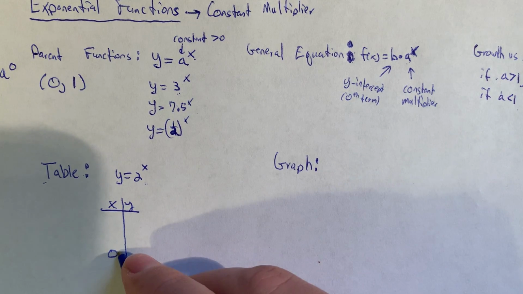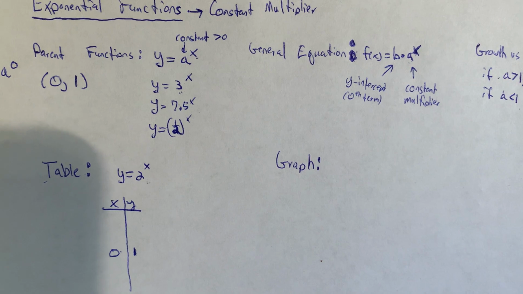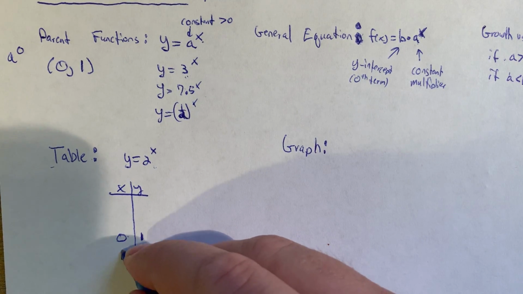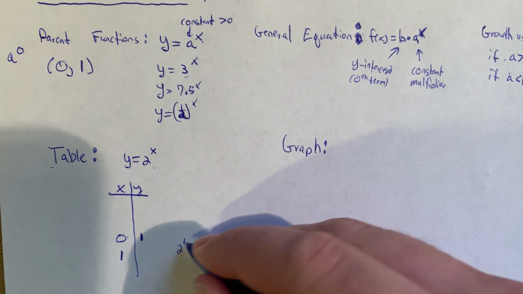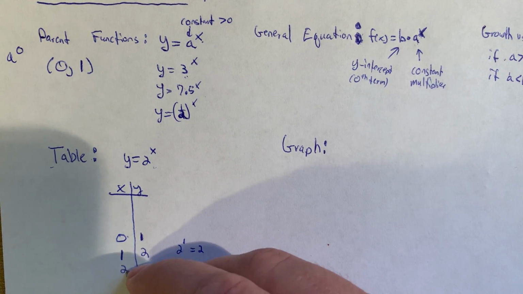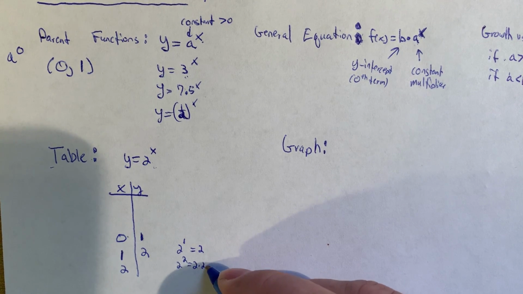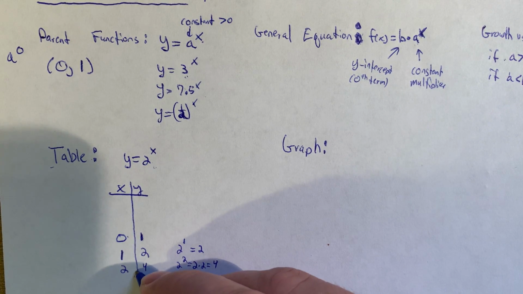So when x is 0, y is 1, because anything to the 0th power is 1. When x is 1, this is 2 to the 1 power, which is 2. Anything to the 1 power is itself. When x is 2, 2 squared means 2 times 2, which is 4.